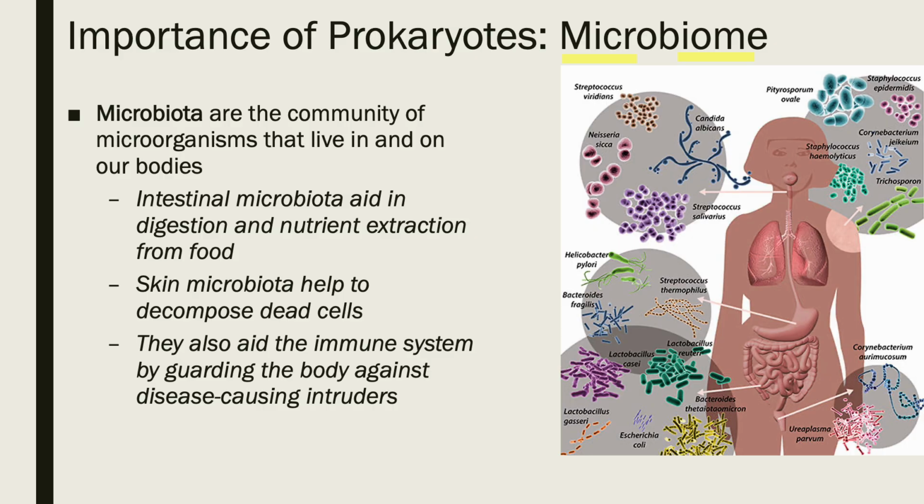The intestinal microbiome helps us digest food and extract nutrients. The microbiome of our skin decomposes dead cells and also acts as a line of defense against pathogens. They also can aid our immune system by helping to guard the body against bad types of microbes like viruses or pathogenic bacteria like that Staphylococcus aureus or that staph that we learned about earlier.